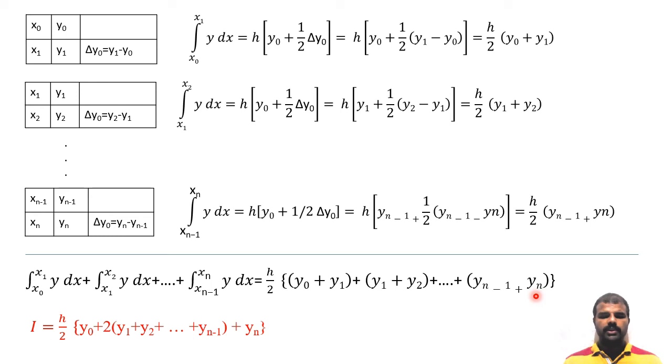So you can simplify that. h by 2 into, you have only one y0 and only one yn. All other quantities, y1 for instance, you will have one y1 here, one y1 here. You will have two y1. Then one y2 here, and the next term is y2 plus y3, so there are two y2s. So 2y2 plus etc., 2 into yn minus 1. So y0 plus 2 into y1 plus y2 plus etc. plus yn minus 1, plus yn, because you have only one yn. So this will give you the integral.